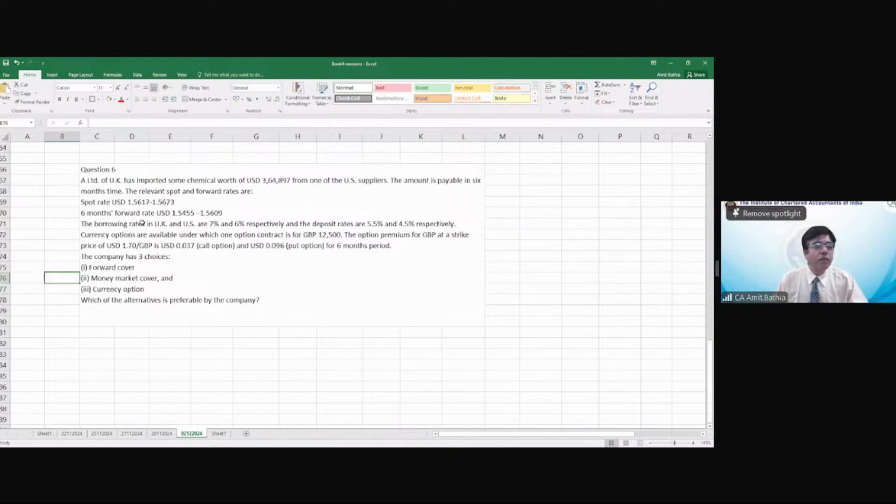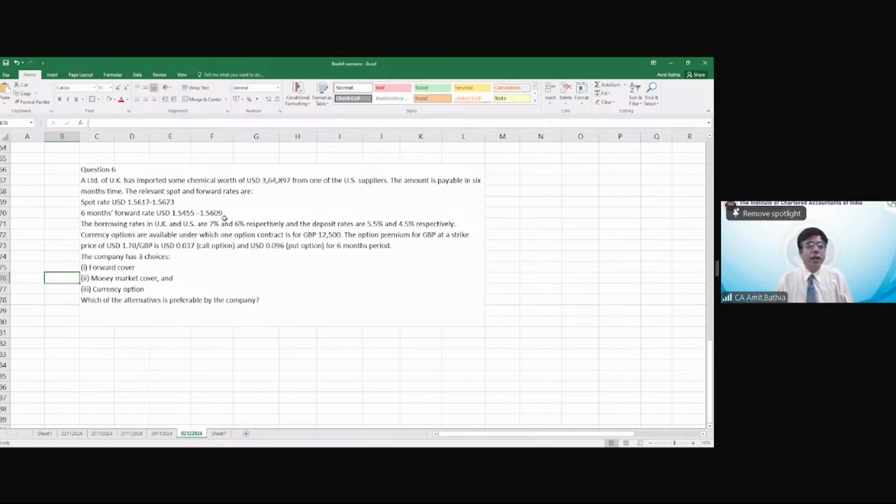A Limited of UK has imported some chemical worth of USD 364,897 from one of the US suppliers. The amount is payable in 6 months' time. The relevant spot and forward rates are spot rate USD 1.5617 to 1.5673. 6 months forward rate is USD 1.5455 to 1.5609.